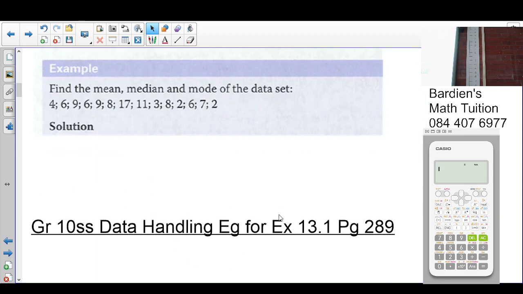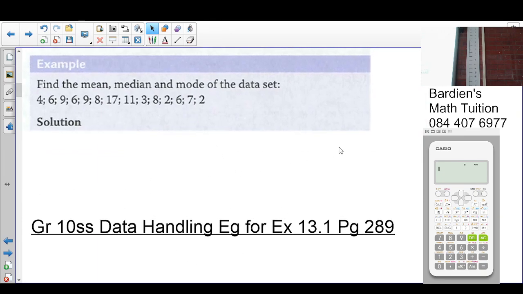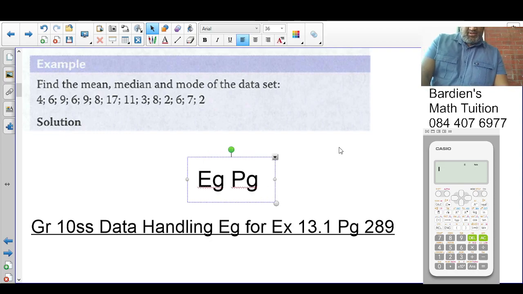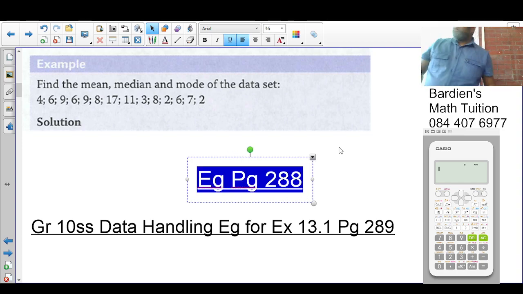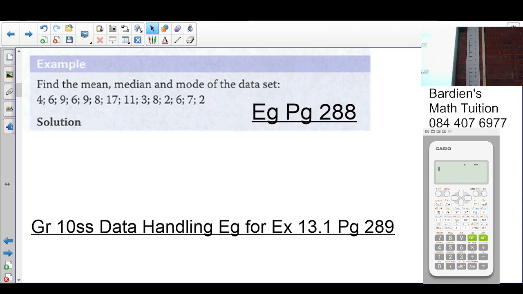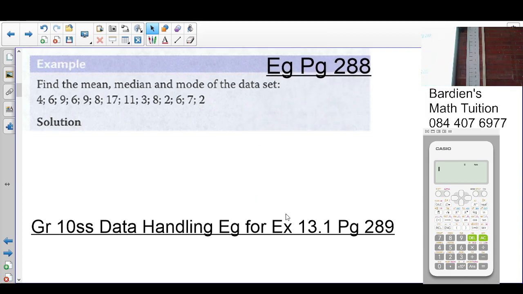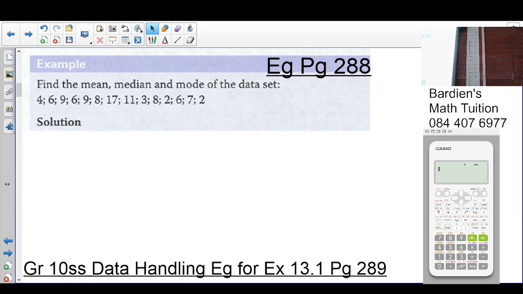I'm doing the examples on page 288, for exercise 30.1 and page 289. The question says find the mean, median, mode of the data set. So how do you calculate the mean? Just add up all the numbers, divided by the number of numbers.